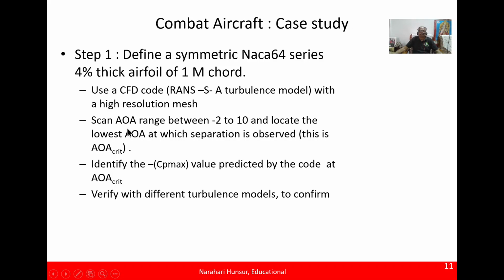Scan the airfoil angle of attack range between -2 and 10 degrees and locate the lowest angle of attack at which separation is observed. Because it's a CFD code, you can actually observe this separation. This is the critical angle of attack for that airfoil, which is, of course, started with the symmetric airfoil. Then at that point, you identify what was the suction peak predicted by the code at that angle of attack. If possible, you can verify with slightly different turbulence models to confirm the negative CP max, the suction peak, and the separation.